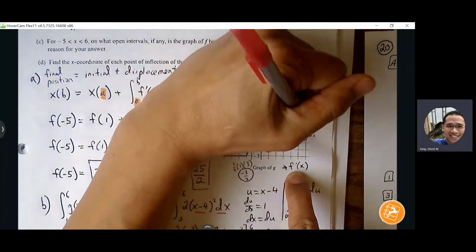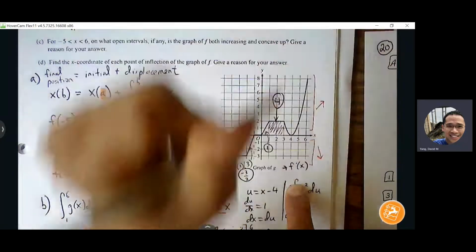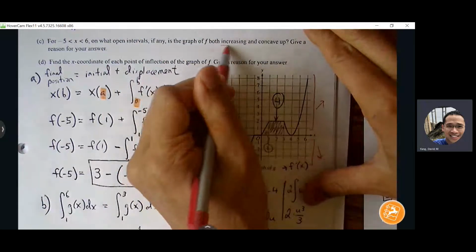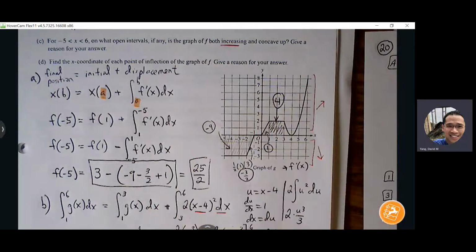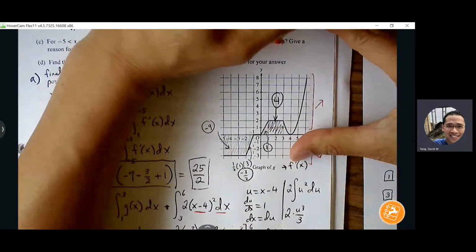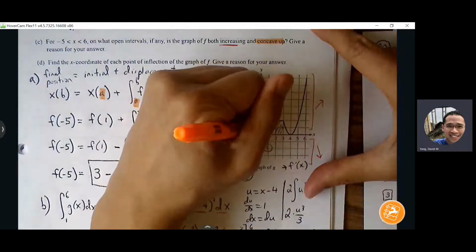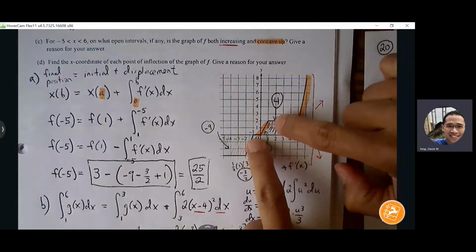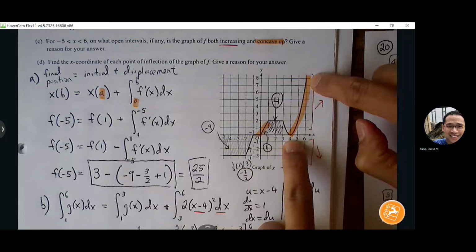So anything above the x-axis is positive slope. Anything below is negative slope. Increasing would have to be above the x-axis, and concave up would have to be positive slope. So I'm looking for portions of the graph that are above the x-axis and showing me positive slope. So it's going to be this portion from 0 to 1, and then from 4 to 6.